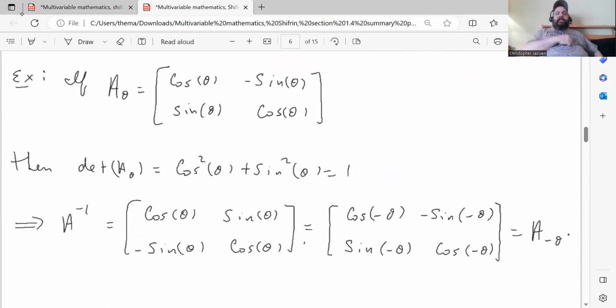Okay. Next example, he says, we just want to use that formula. So A theta equals cosine theta, sine theta, minus sine theta, cosine theta. If you recall, we actually looked at this linear map already. This is rotation by theta radians in the counterclockwise direction.